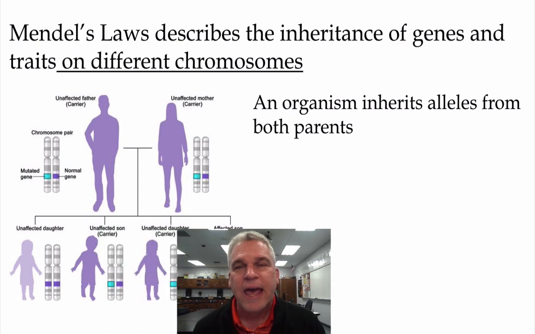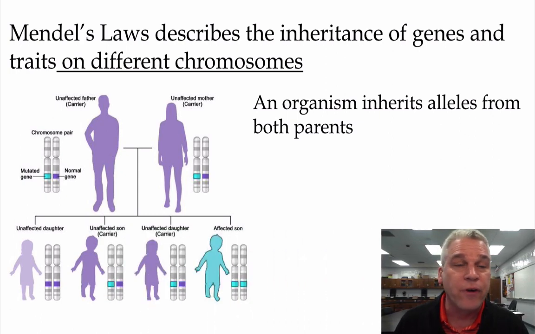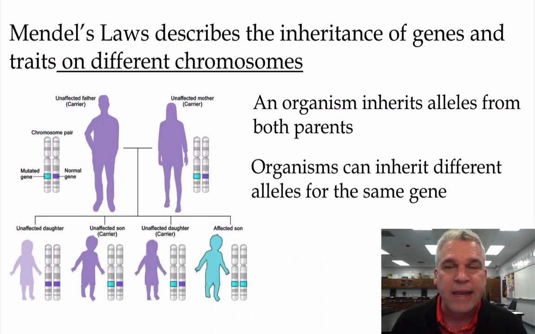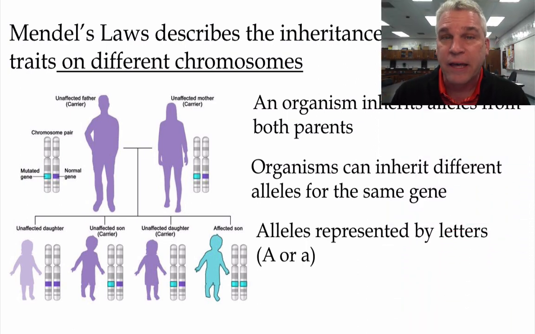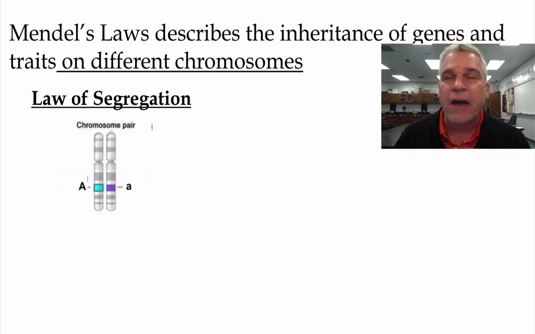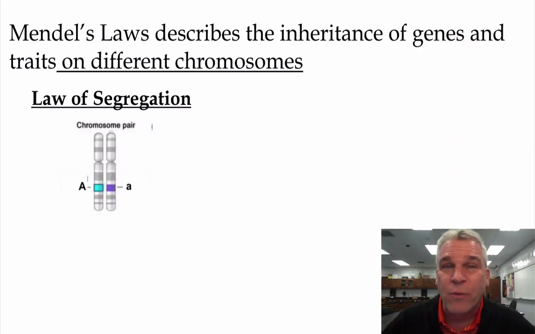So how does this work? An organism inherits alleles from both parents. Now, organisms can inherit different alleles for the same gene. So for instance, mom might donate the A blood type allele and dad could donate the O blood type allele. It's possible that maybe they both donate the A allele. And these alleles are represented by letters. So we use capital letters to represent the dominant alleles and lowercase letters to represent the recessive alleles. Now, how do we get these alleles to begin with? Well, this happens during meiosis, which we talked about in the previous videos.